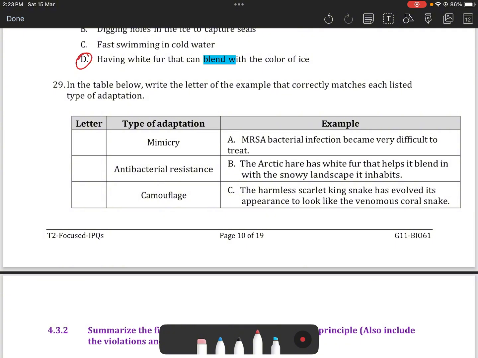Which of the following examples in the table below correctly matches each listed type of adaptation? As I told you above, for camouflage you need to look for the blend. Here is the blend, so the answer for camouflage is B. I told you for mimicry you need to look for copy or look like. Here you can see the look like. The harmless scarlets have a wall-like appearance, look like. So the answer is C. And of course the remaining one is A. But here you have bacteria infection, so if you have bacteria or infection, as I told you, you can go for bacterial resistance.